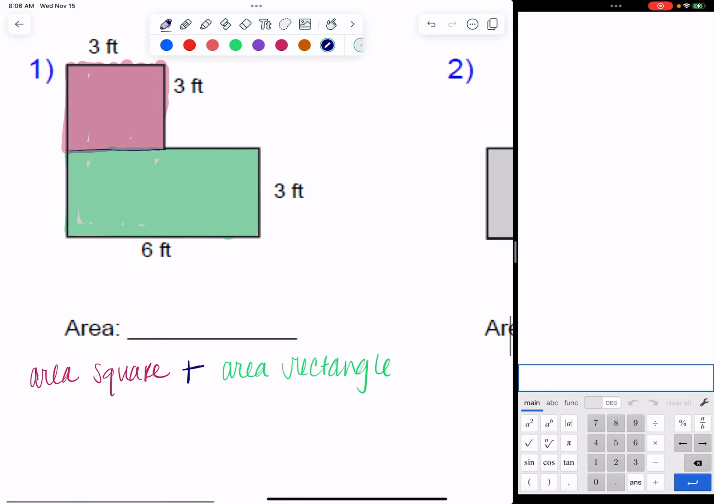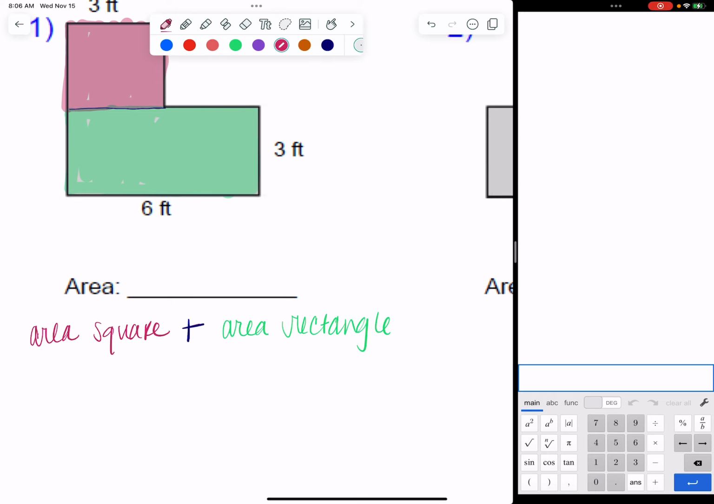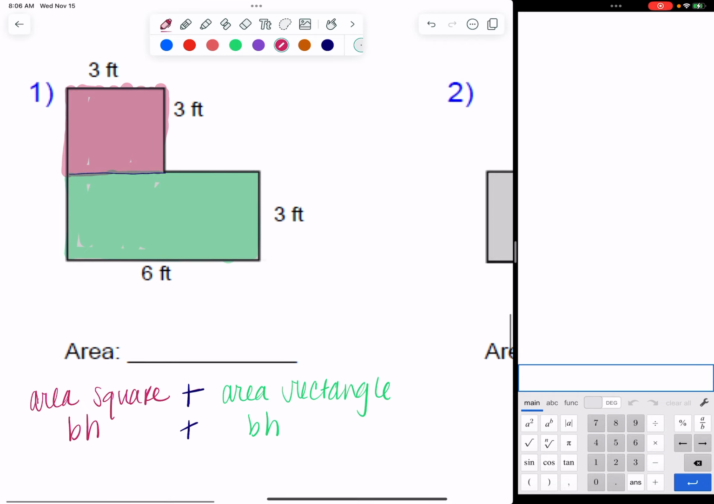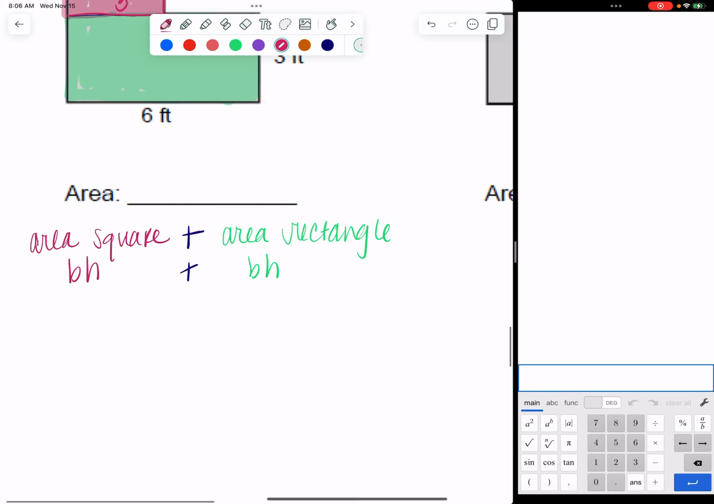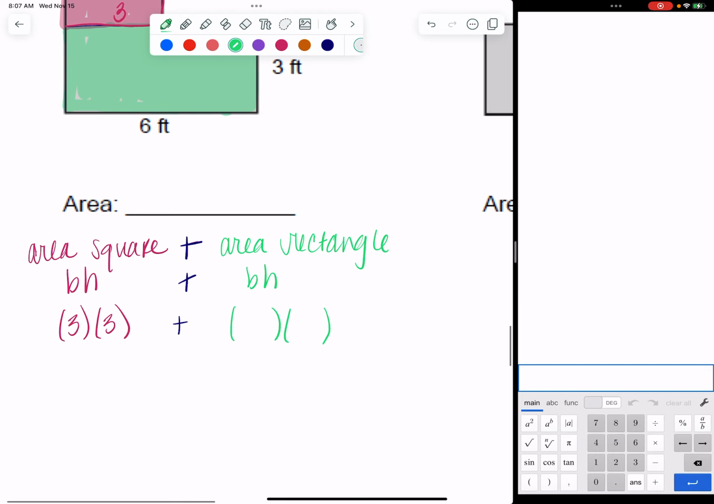Well, I can find the area of the square. The area of the square was base times height. The area of the rectangle was also base times height. It's just not the same base and the same height. So if I go to the square, my base is 3 and the height is 3. I can do that. If I go to the rectangle, my base is 6, my height is 3.